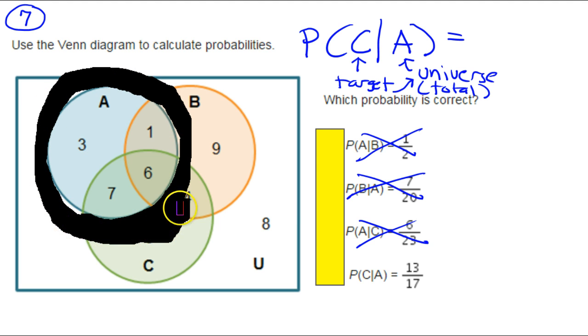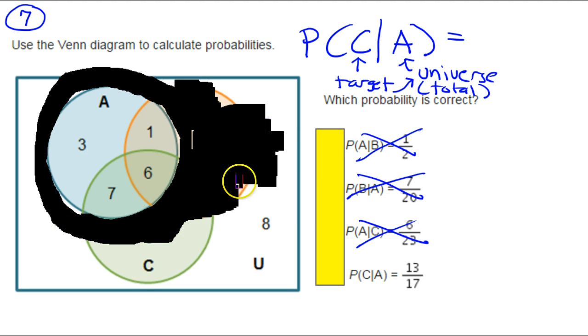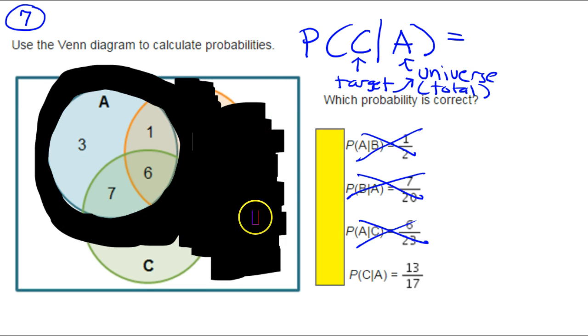Alright, are you focusing on that? So I'm scribbling out all of this. I'm only leaving the C visible to remind you that this green circle was circle C before I blacked out the universe. So, target over total.